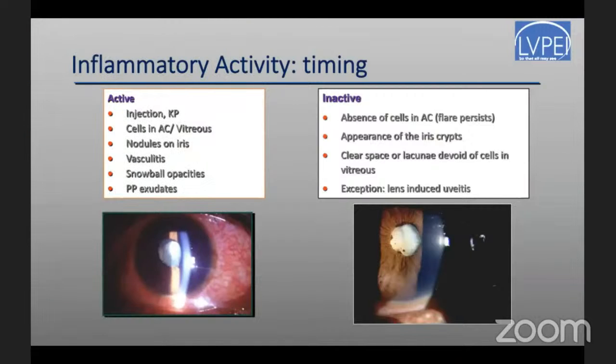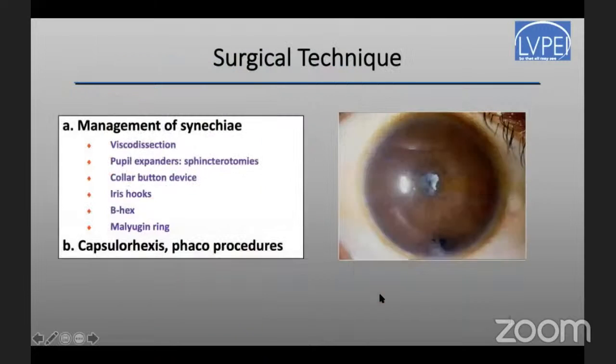So the timing of surgery, as I mentioned, should be during an inactive time. It's very easy to see what is active disease, but how do we know that they have waited enough time? It's not enough to wait by the protocol of waiting for 3 months from the last inflammatory episode, but it's more important to look for lack of cells, no cells in the anterior chamber, although flare may persist. I also look at the normalcy of the iris crypts. That's a very good sign for me that the eye is quiet.